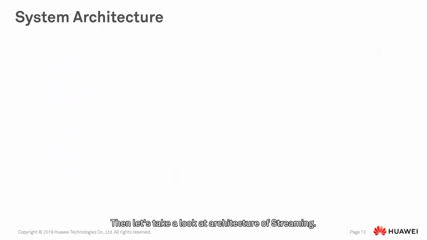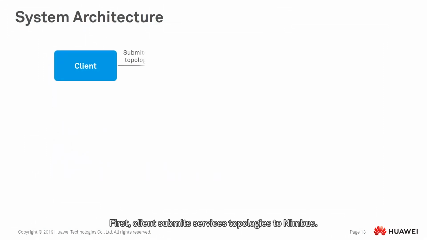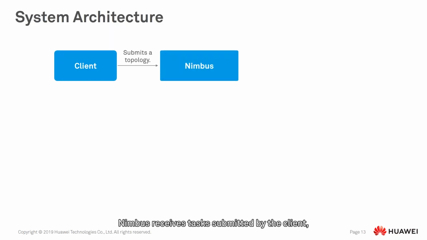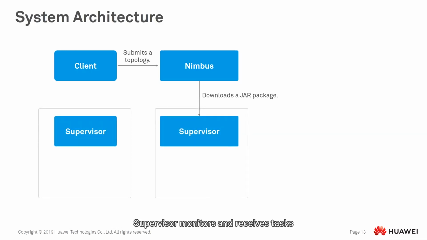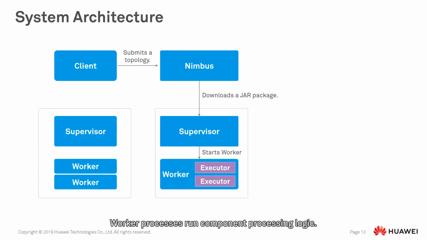Then let's take a look at the architecture of streaming. First, the client submits service topologies to Nimbus. Nimbus receives tasks submitted by the client, assigns them to supervisors, and monitors the status. Supervisor monitors and receives tasks assigned by Nimbus and starts worker processes that it manages. Worker processes run component processing logic. Each worker is a JVM process.